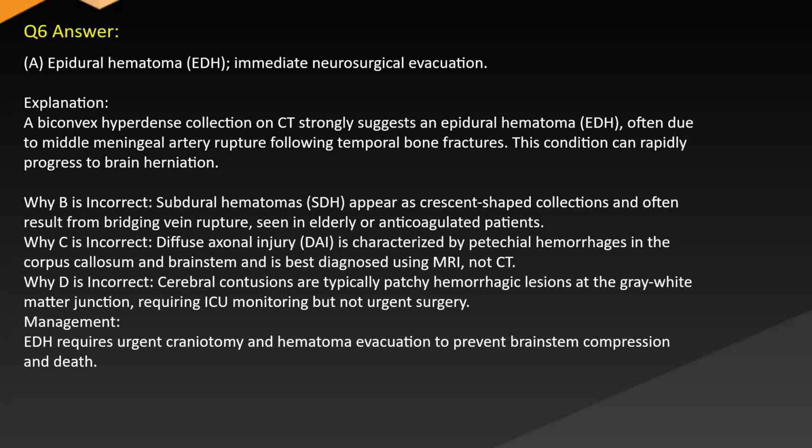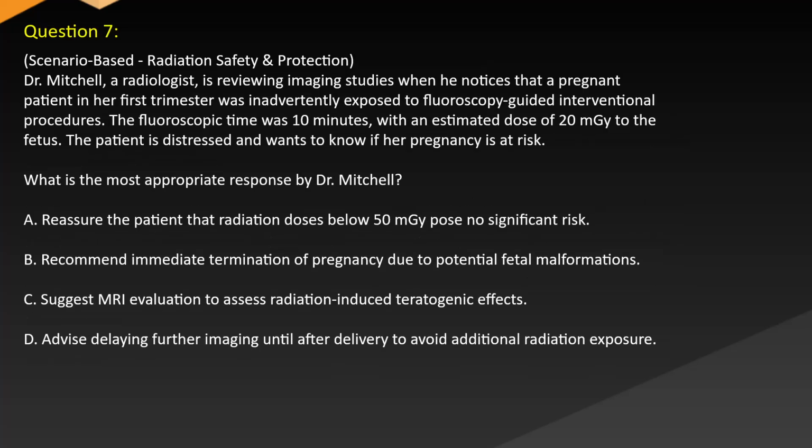Why C is incorrect. Diffuse axonal injury, DAI, is characterized by petechial hemorrhages in the corpus callosum and brainstem and is best diagnosed using MRI, not CT. Why D is incorrect. Cerebral contusions are typically patchy hemorrhagic lesions at the gray-white matter junction, requiring ICU monitoring but not urgent surgery. Management. EDH requires urgent craniotomy and hematoma evacuation to prevent brainstem compression and death.